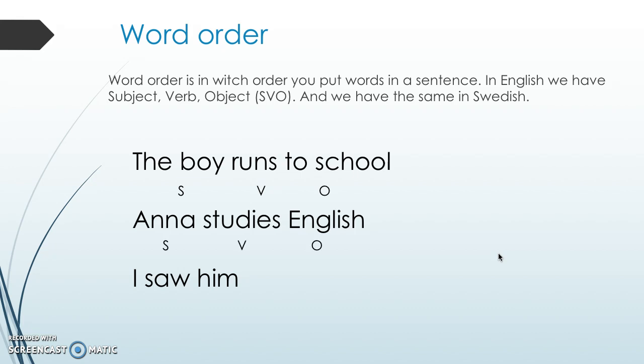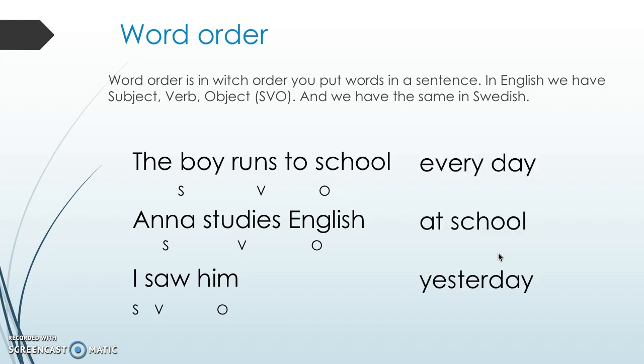Anna, she's the subject. She's studying, that's the verb. English, it's the object. And I saw him. We looked at that earlier. We can also end sentences like this. The boy runs to school every day. Or Anna studies English at school. Or I saw him yesterday. So we add time, place, and time.